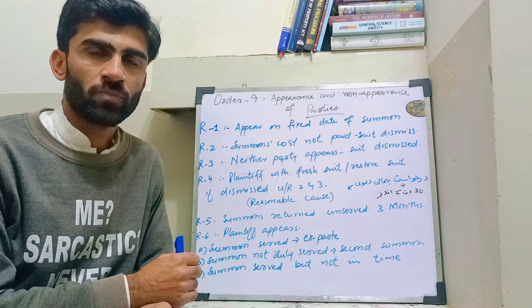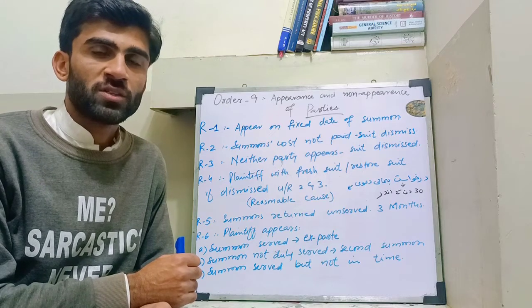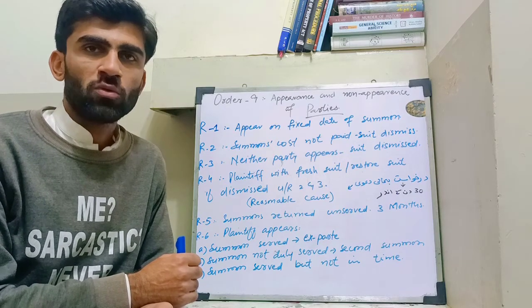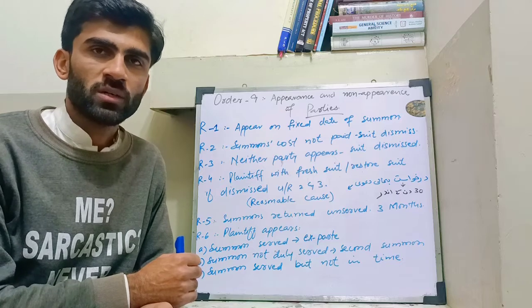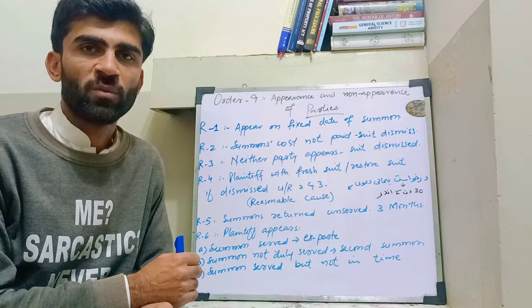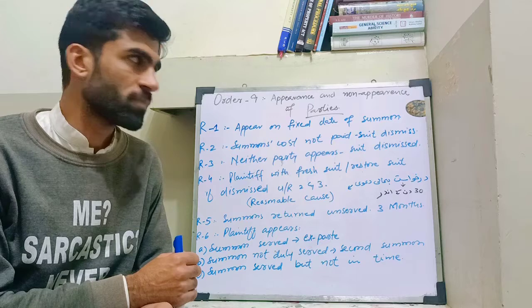Today we are going to discuss Order 9, Appearance and Non-Appearance of the Parties in the Court. Appearance and consequences of non-appearance. How to appear, and if the parties will not appear in the court, what will be the consequences of their non-appearance.